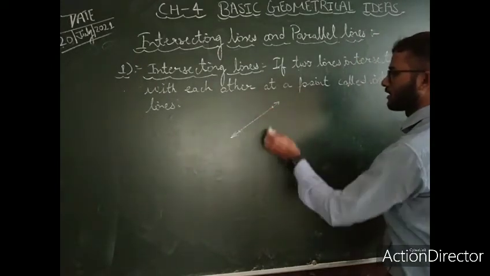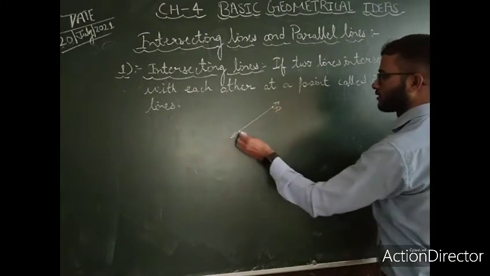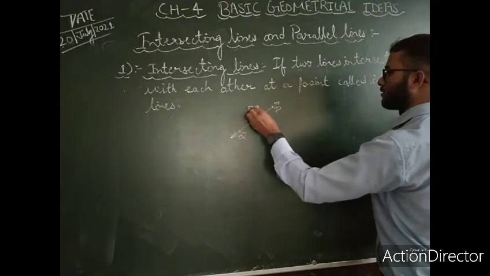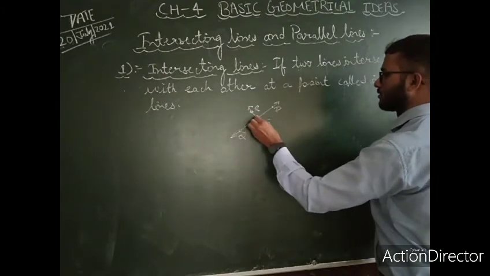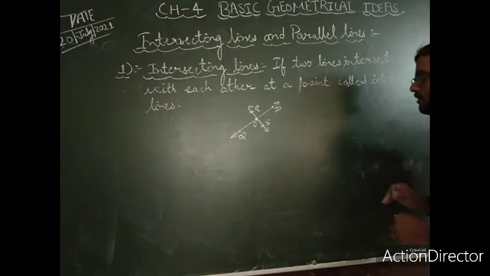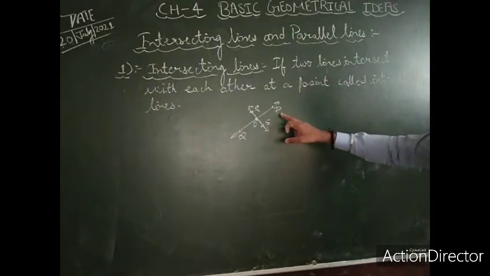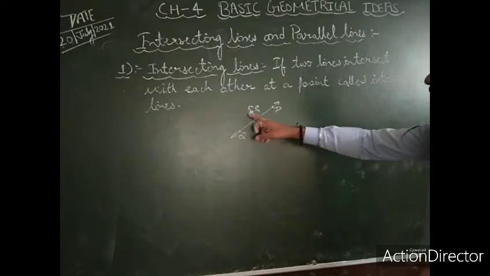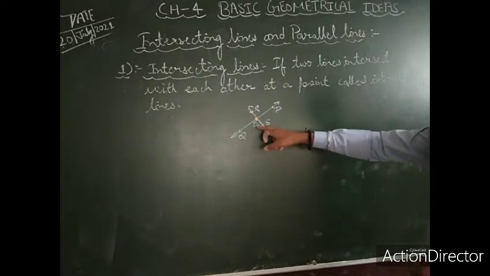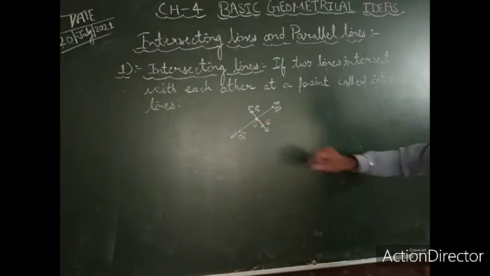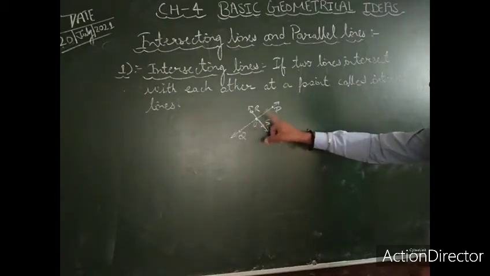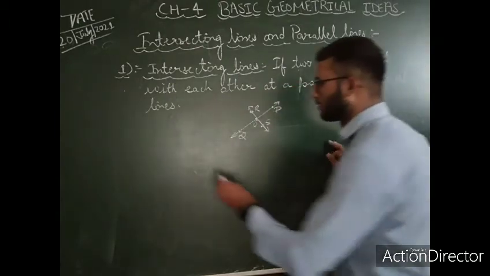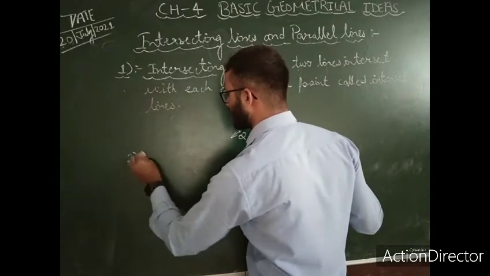So here we take one example. I give the name of this line P and Q, and the next line R and S. Now this point O. These two lines, line PQ and line RS, intersect with each other at point O, and this O point is the intersection of these two lines. So we say that these two lines are intersecting lines. Now we will discuss parallel lines.